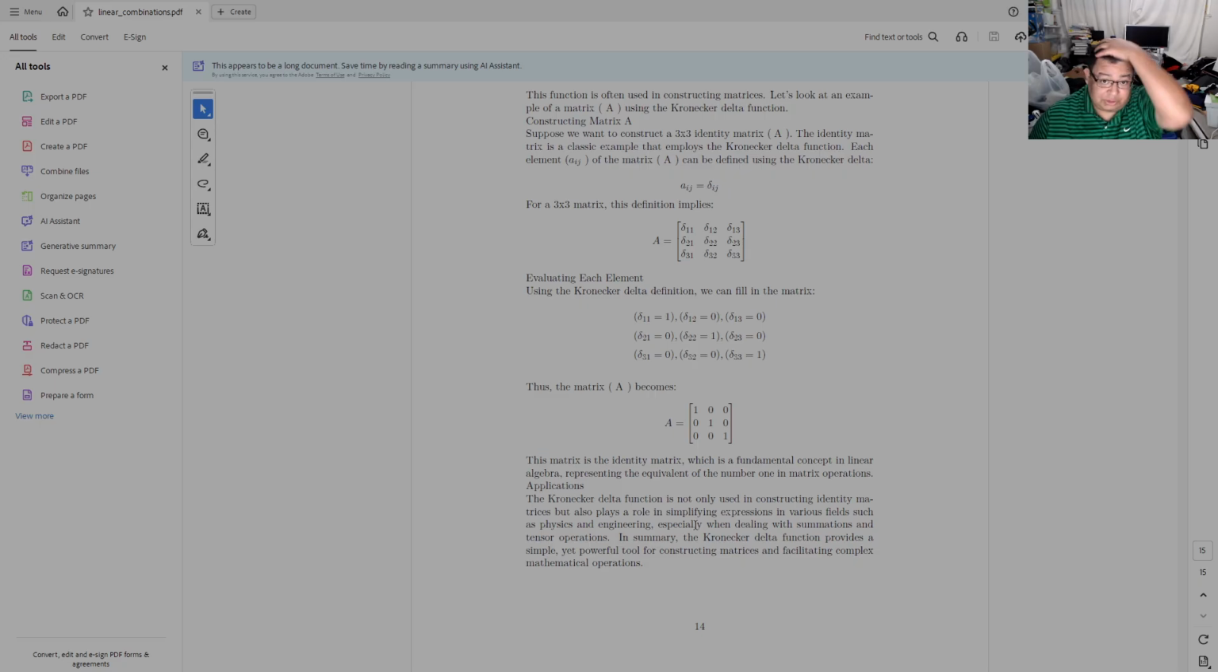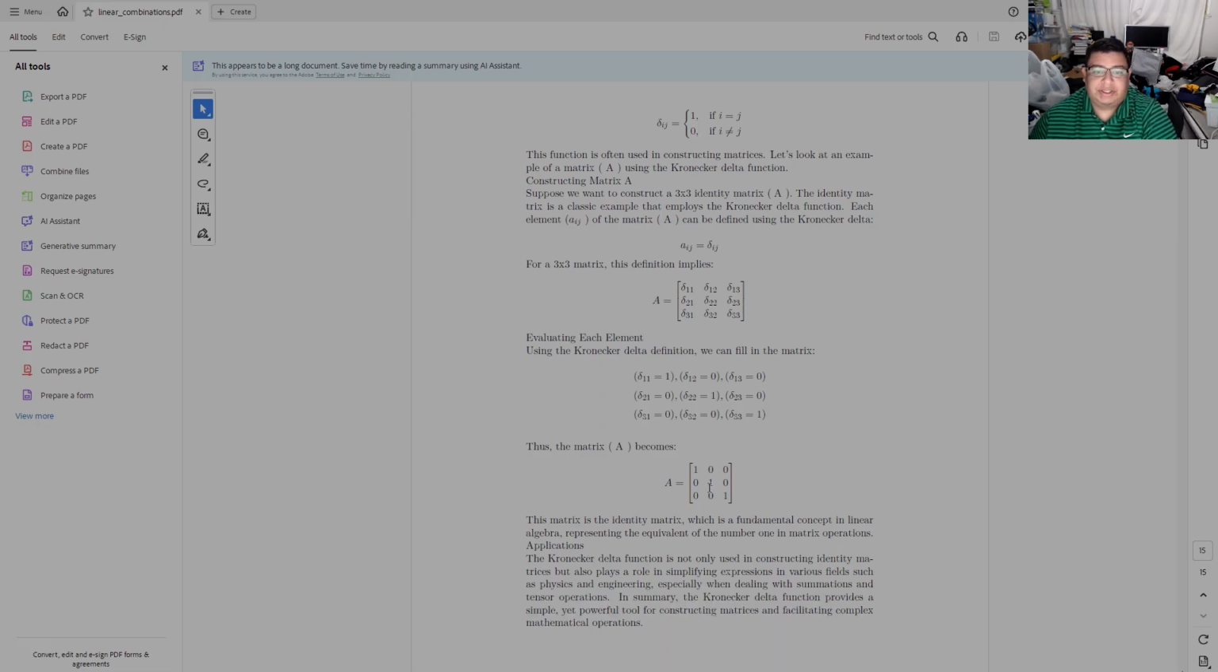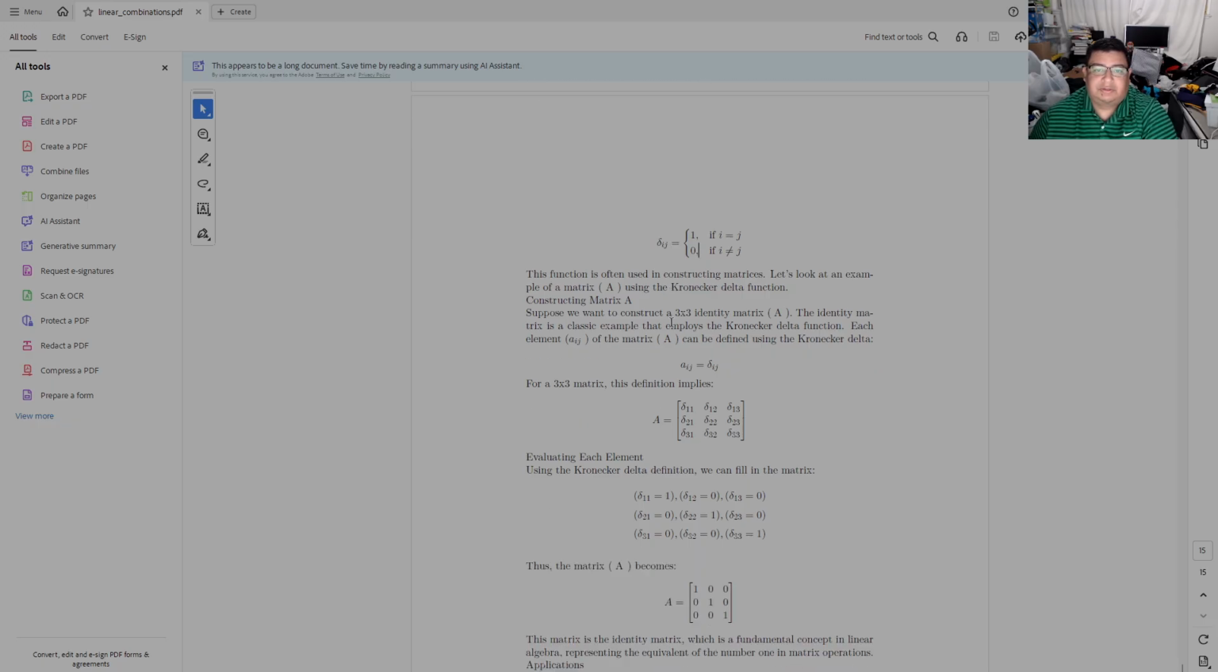You might wonder how you can construct a matrix using a delta function, but that's possible. All you have to do is follow the function rule. If both subscripts are equal, you plug in 1 into the delta element. If not, you plug in 0 when I is not equal to j. That's how you construct a matrix A. The identity matrix is a very good example of an application of the delta function, but you can use it for other types of matrices as well.